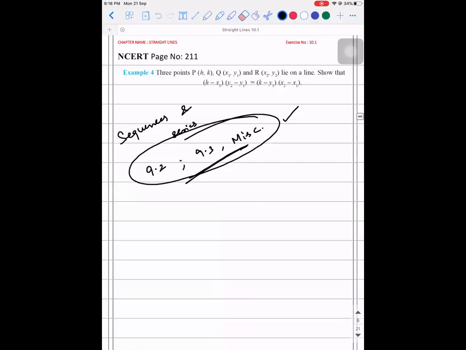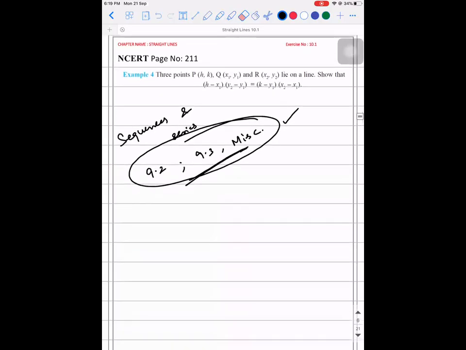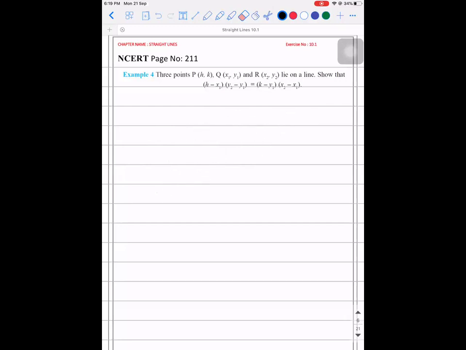So in the previous class, we were discussing straight lines, right? And I also asked you to do problems based on sequence and series, exercise 9.2, 9.3 and miscellaneous, and ask your doubts. So do you guys have any doubts from that? No, sir. Okay. Anyways, we'll continue with the next problem. We'll do straight lines exercise 10.1.